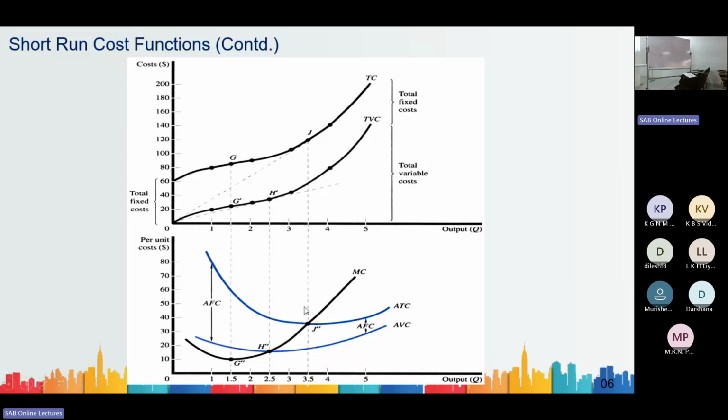And then we have the marginal cost curve, average variable cost curve and average total cost curve. They take these shapes. Marginal cost curve takes a U shape like this.